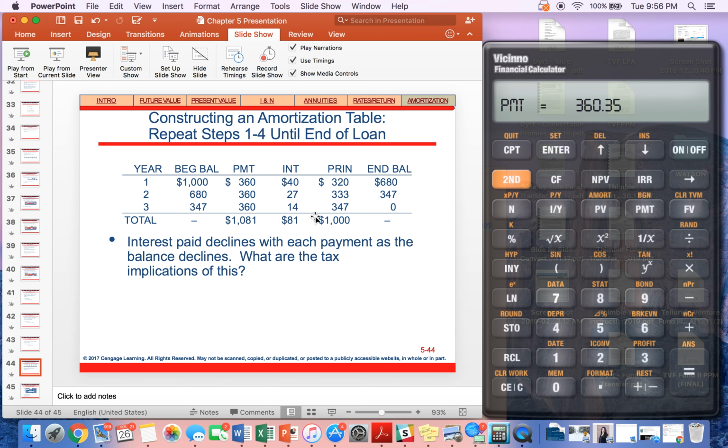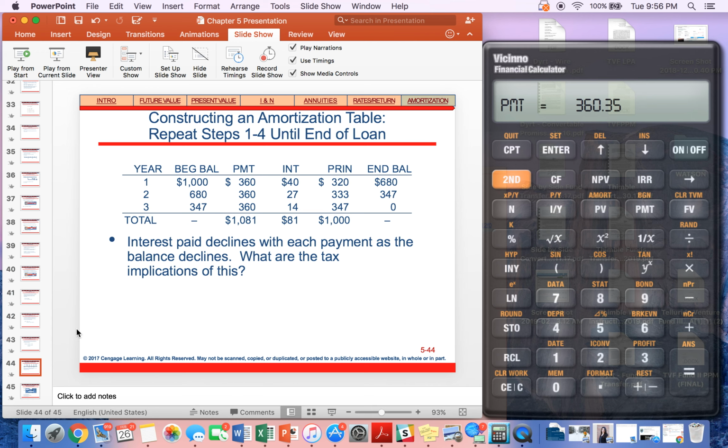That $40 is the breakout of this payment. So $40 of this $360 is going back to the bank in interest. And then you can bet that the principal is pretty straightforward to calculate from there. You take your payment minus your interest to get your principal.